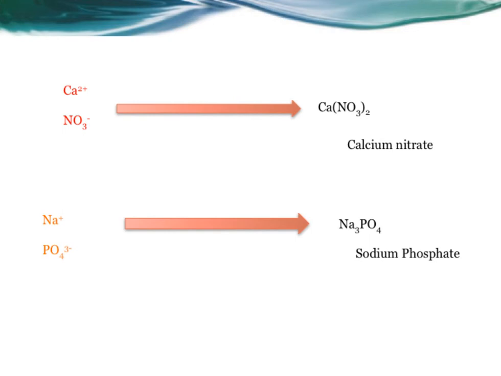We know that calcium has a positive 2 charge and nitrate has a negative 1 charge. When we merge calcium and nitrate together, we need to add a sub 2 for nitrate. This means that for every calcium, there are 2 nitrates. Same applies to sodium and phosphate. Sodium has a positive 1 charge, while phosphate has a negative 3 charge. We need to add a sub 3 for sodium.